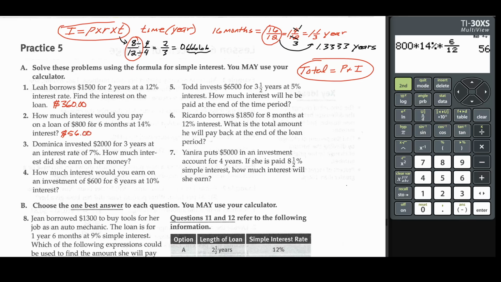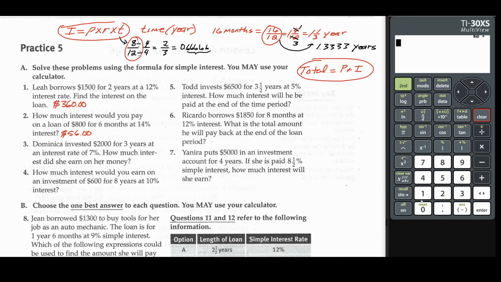56.00. Now for number 3, Dominica invested $2,000 for 3 years at an interest rate of 7%. How much interest did she earn on her money? Okay, that's asking the same question. So we are going to multiply P times R times T.